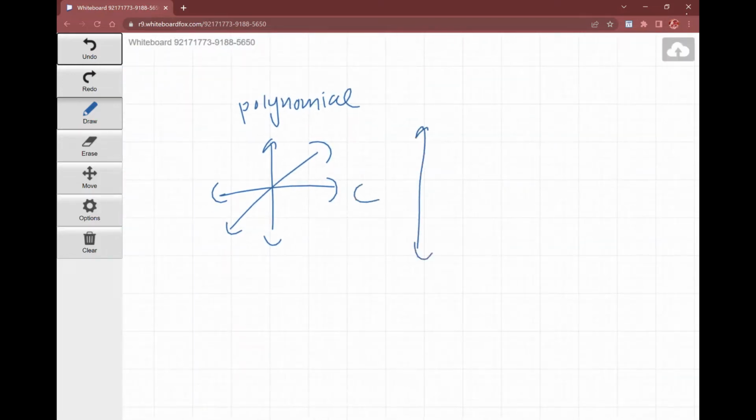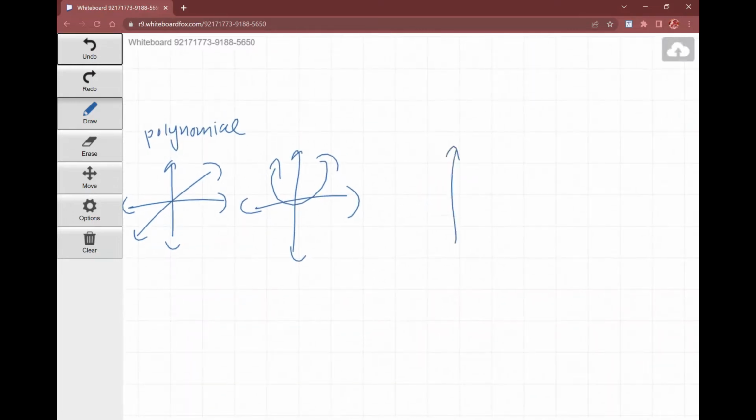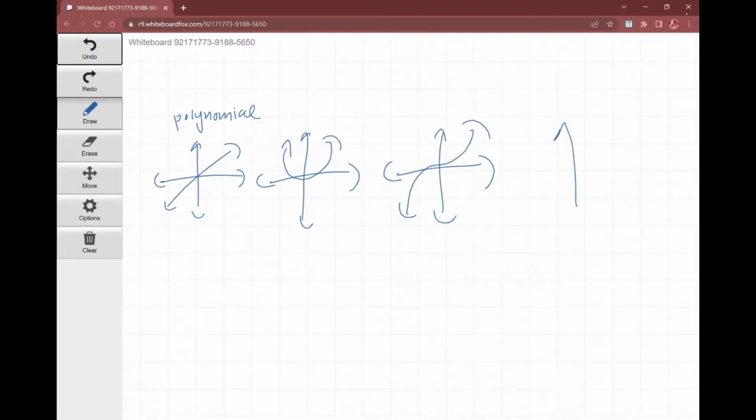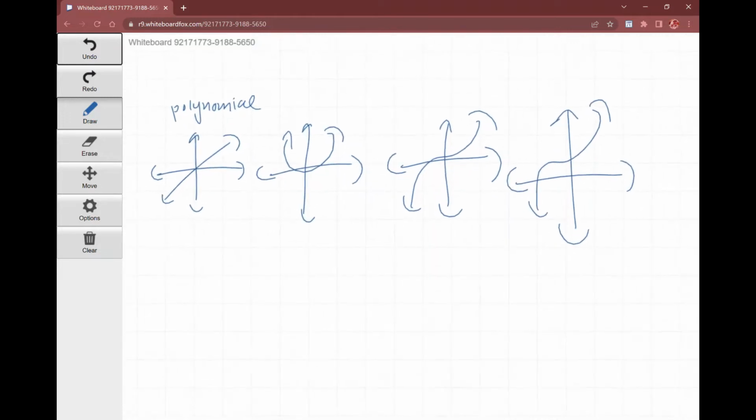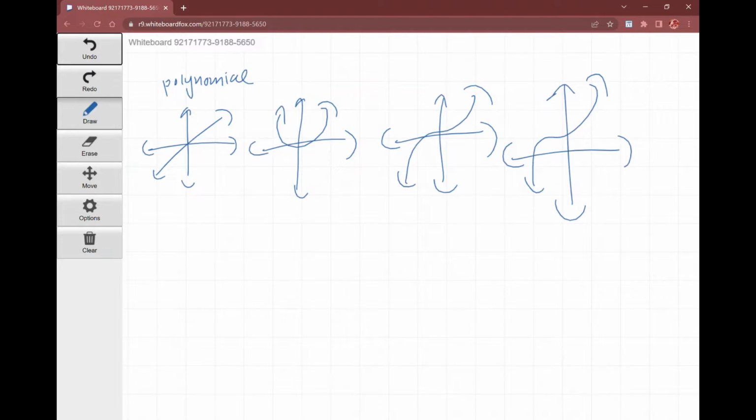So if I have x squared, it's going to be smooth everywhere. If I have x cubed, it's going to be smooth everywhere. If I have x cubed plus 3, that's going to be smooth everywhere. So basically, any polynomial is always going to be continuous regardless of what degree it is.